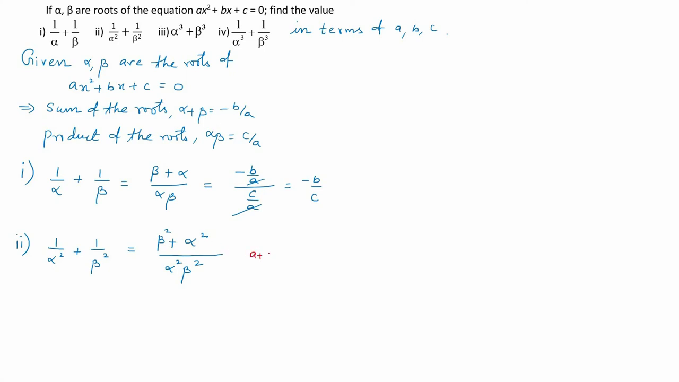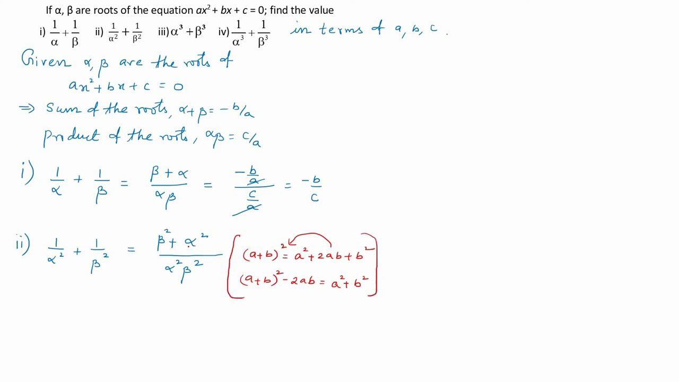We have (a + b) whole square. (a + b)² is a² + 2ab + b². So we can write (a + b)² − 2ab. We can bring this 2ab to the other side, and it becomes minus. So we will be left with a² + b². So we can make use of this identity here.